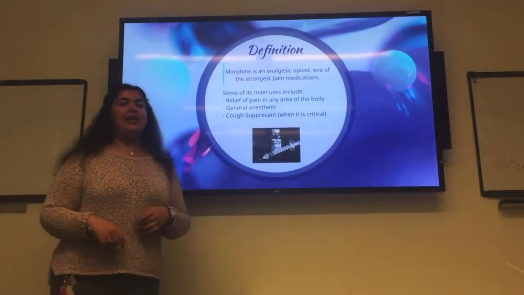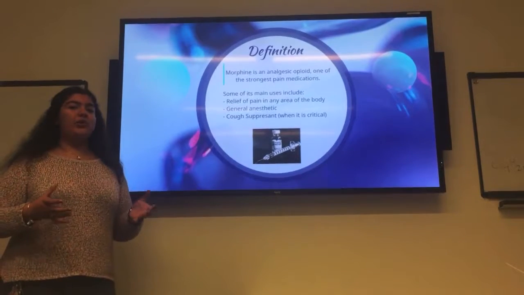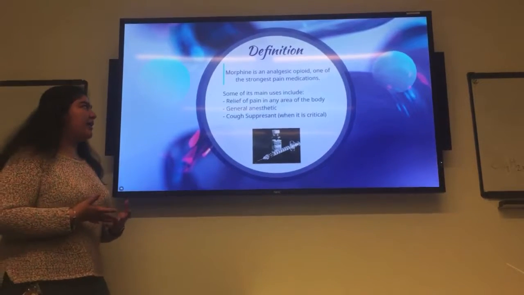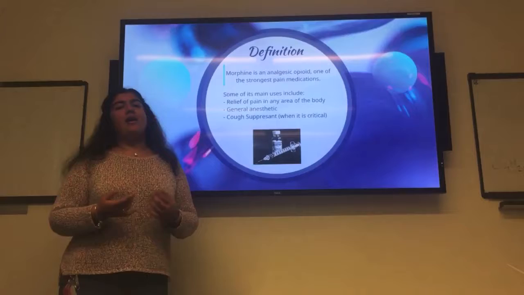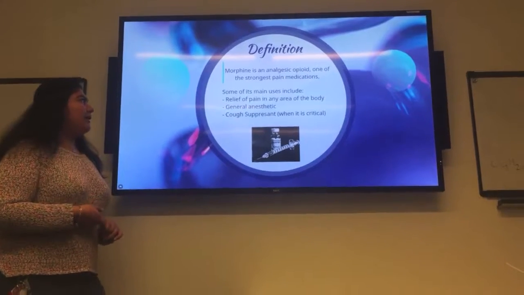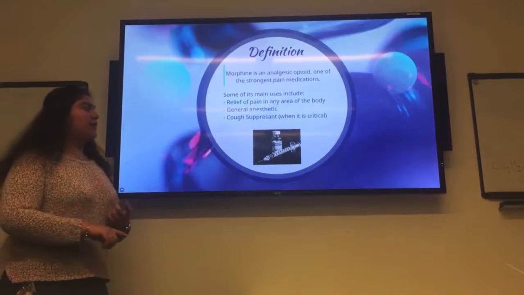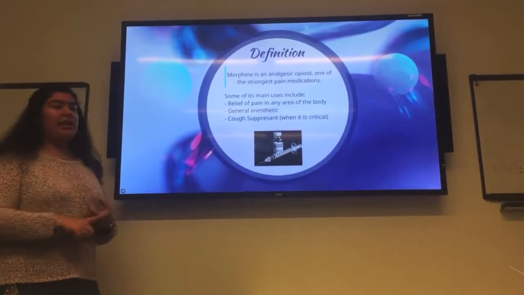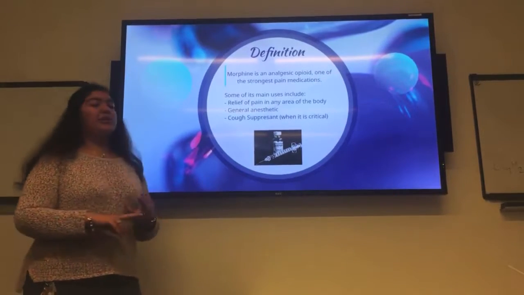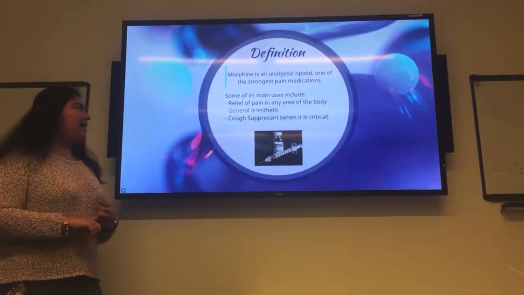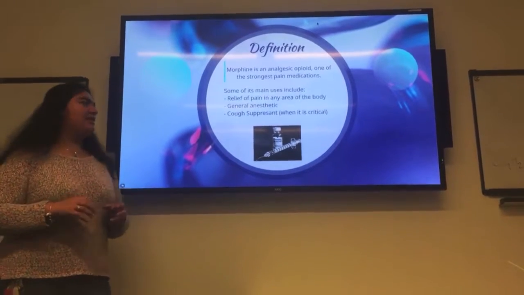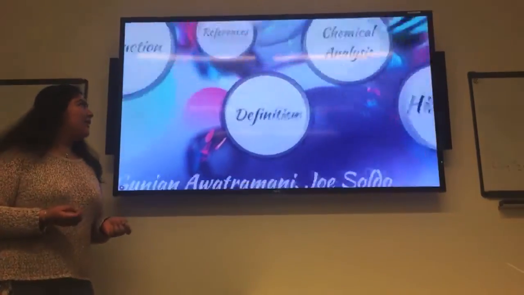So morphine is an analgesic opioid, which means that it's a pain relief medication, and it's one of the strongest ones on the market. And it has three main uses. It can be used to relieve pain in any part of the body. It can also be used as a general anesthetic and also as a cough suppressant if the cough is critical.